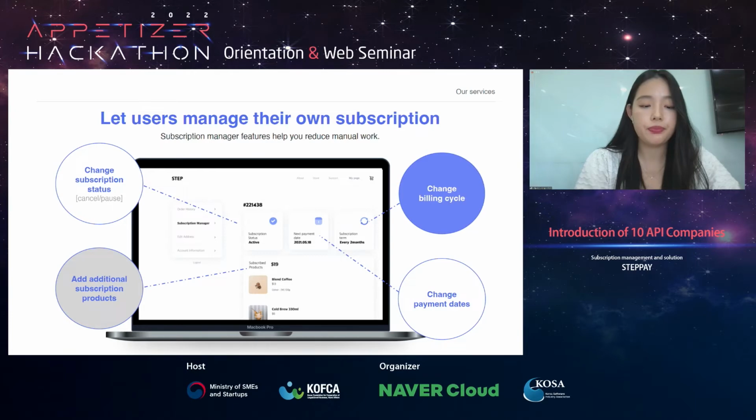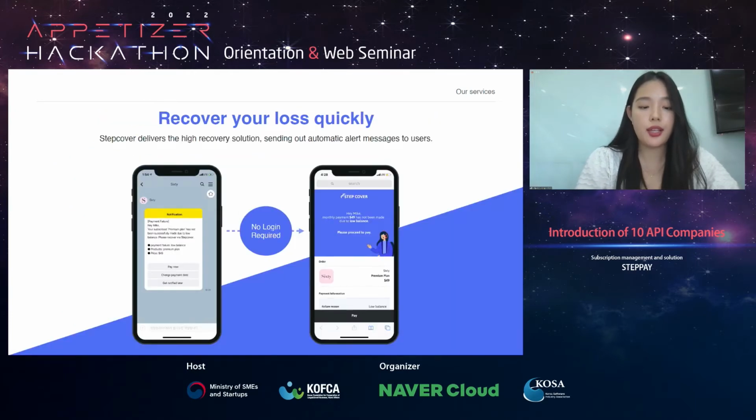The last feature I'd like to introduce is Step Cover, the failed billing recovery solution. If the payment fails, Step Cover sends an automatic alert message to users on their mobile devices with a preset schedule, which helps merchants to recover 5 to 10% of their lost revenue. Through the button in the message, customers can make a payment or change their payment method within 3 seconds without any login process.